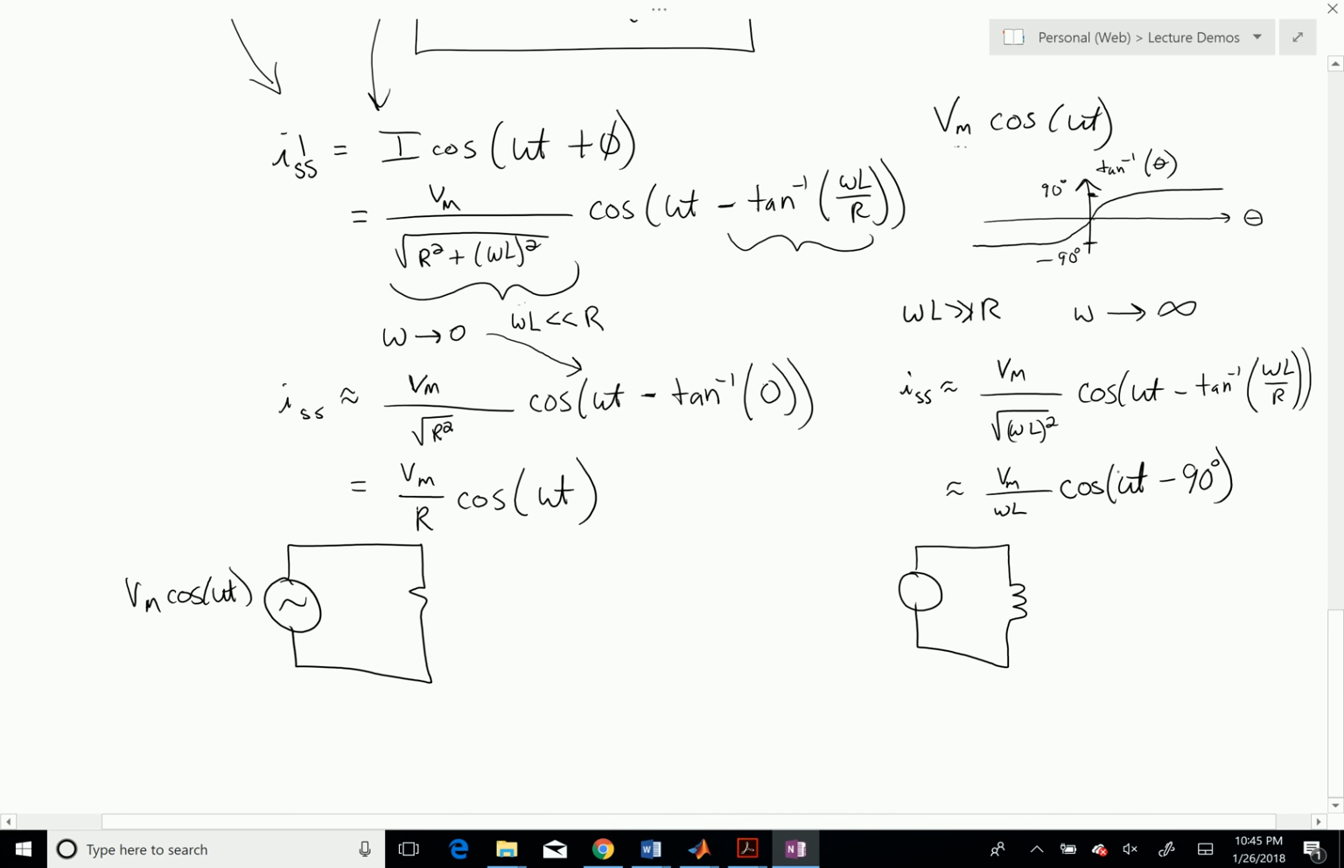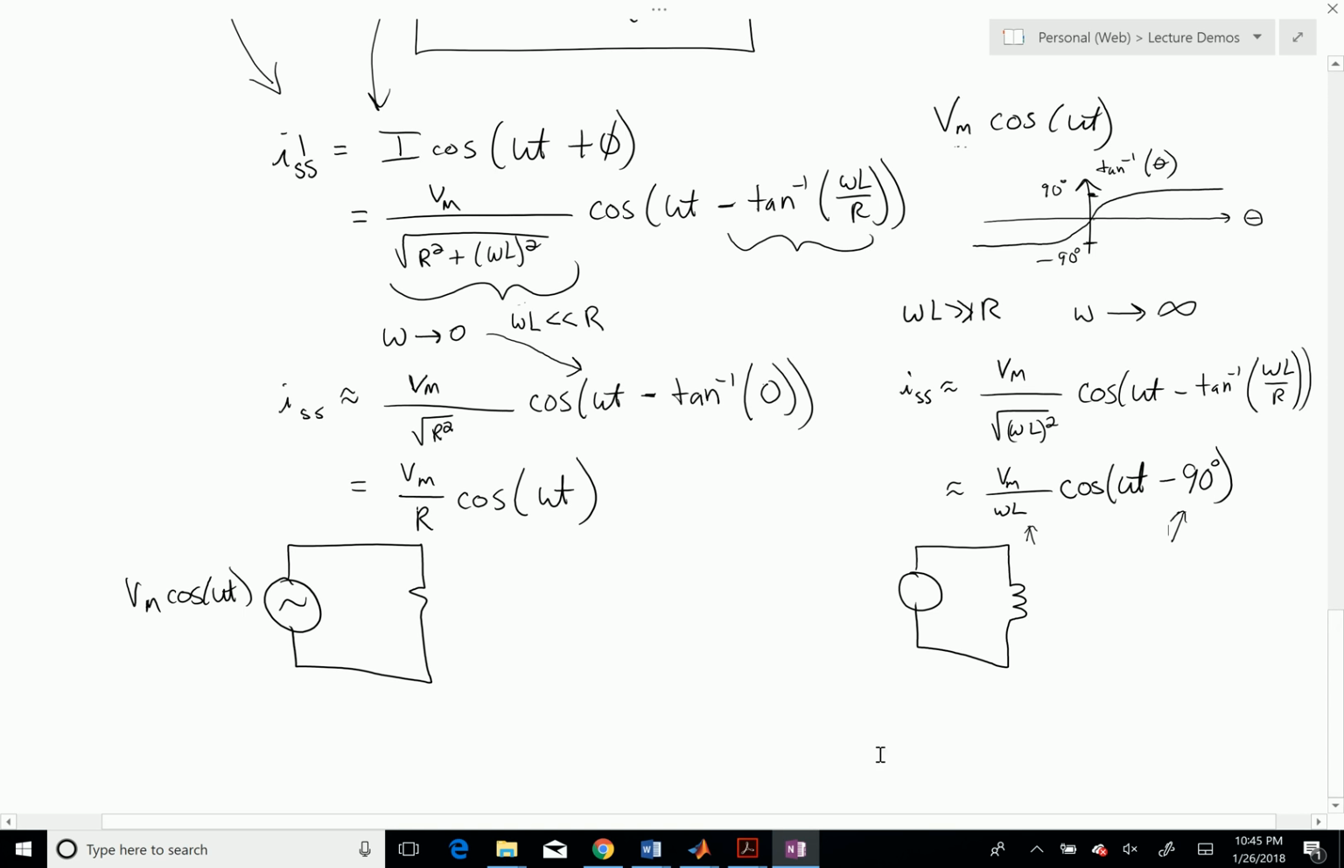The important thing about this is that it looks like the effect of the inductor is not just to change the amplitude, but to cause a phase shift. In other words, it looks like the current here is lagging the voltage. That's something we have to think about a little bit later on.